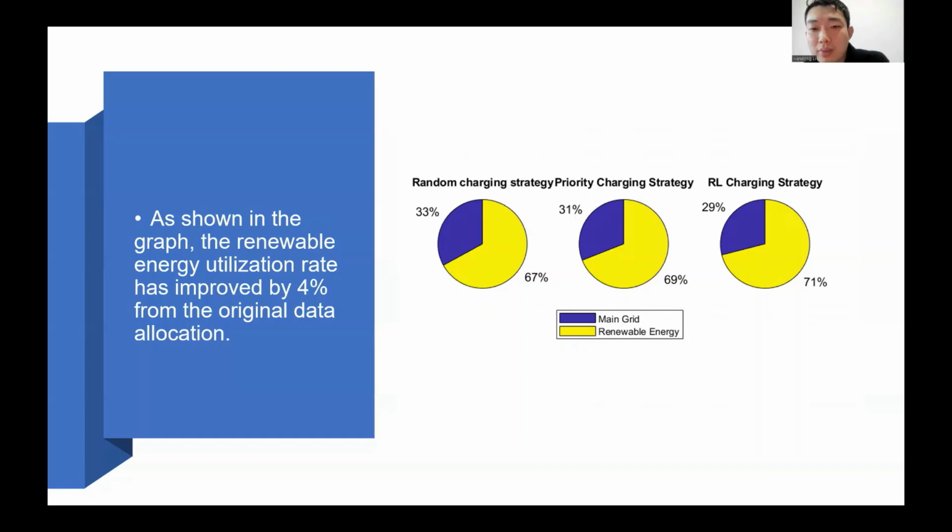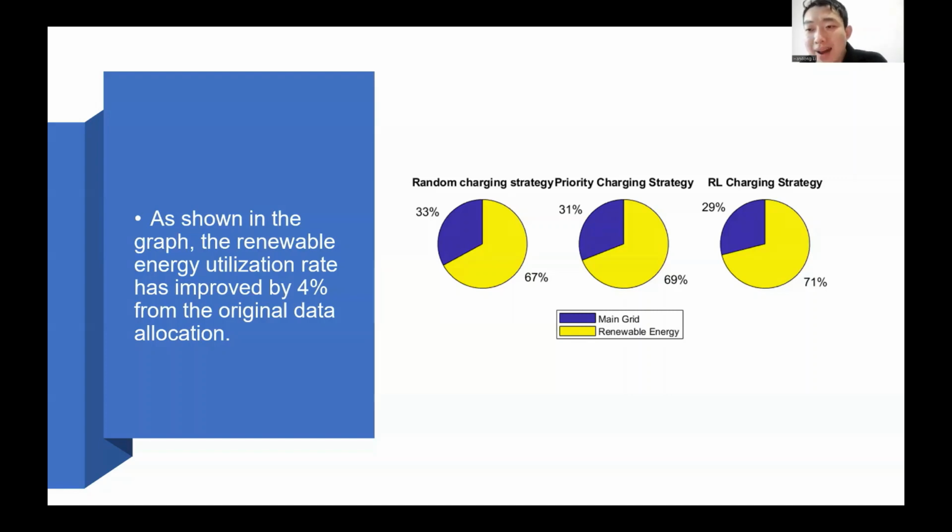So here we have three policies. First is the random charging strategy, which means we just randomly select the time to charge our vehicle. Secondly, the priority charging strategy is just like our customer behavior. When you arrive at the charging station, you just charge your vehicle until you reach the needed energy. Thirdly, our reinforcement learning agent will make a decision. We call it the RL charging strategy.